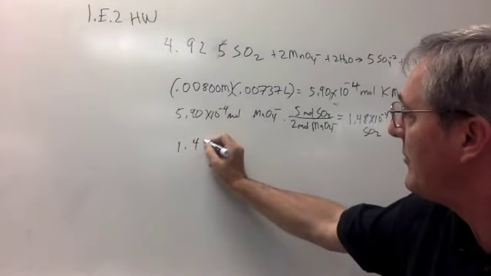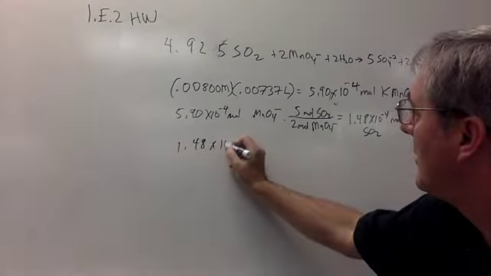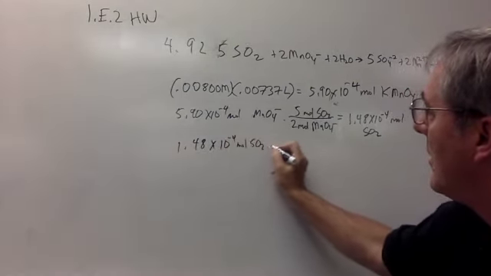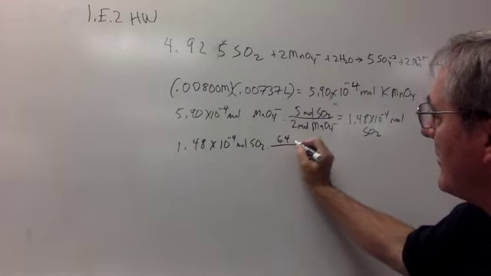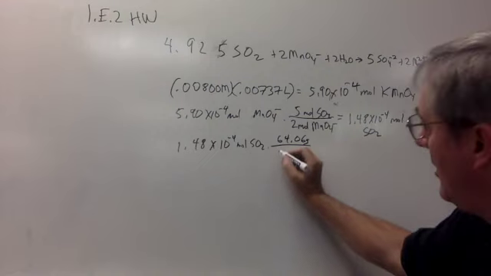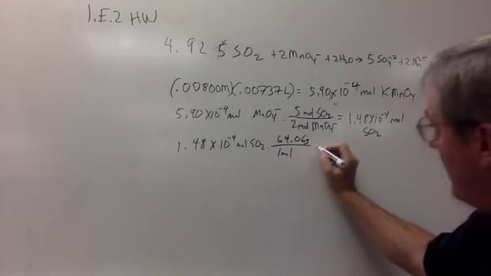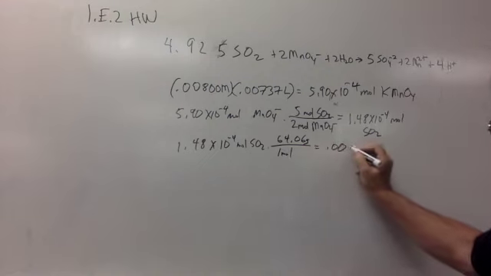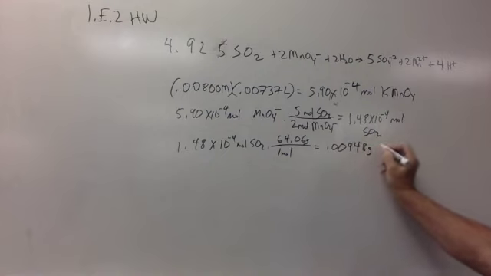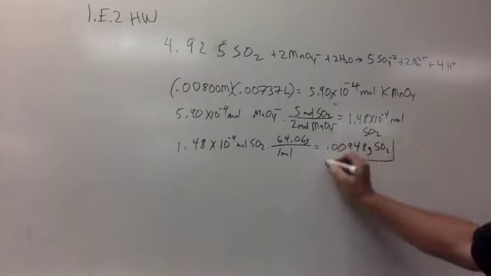Changing moles to grams. By multiplying by 64.06 grams over 1 mole gives me 0.00948 grams SO2, final answer.